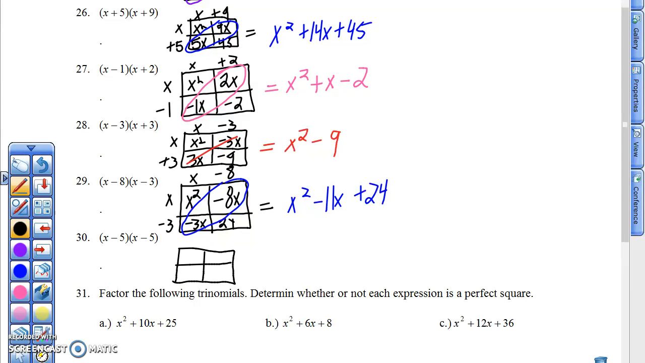Last one, x minus 5 times x minus 5. x times x is x squared. x times negative 5 is negative 5x. Negative 5 times x is still negative 5x. Negative 5 times negative 5 would be positive 25. Combining the negative 5x's, I would get x squared minus 10x plus 25.